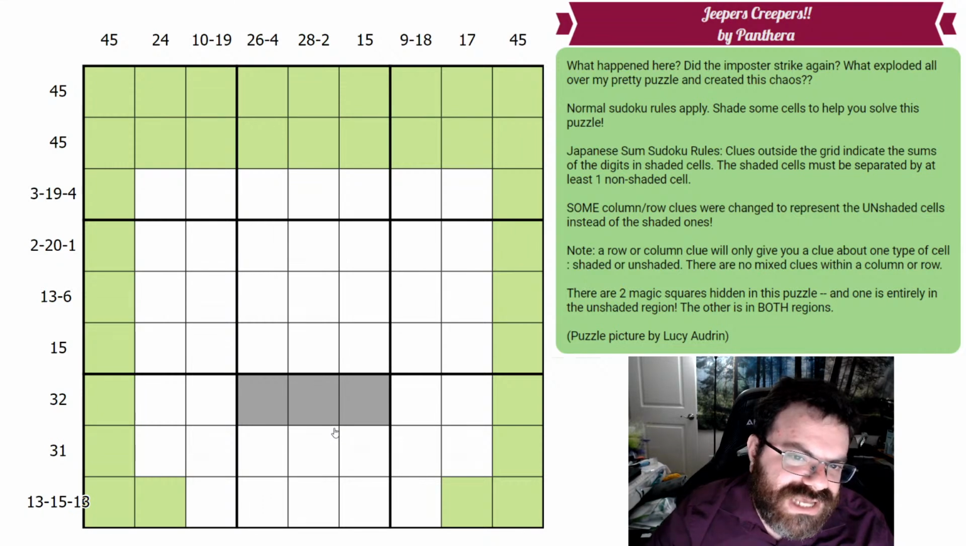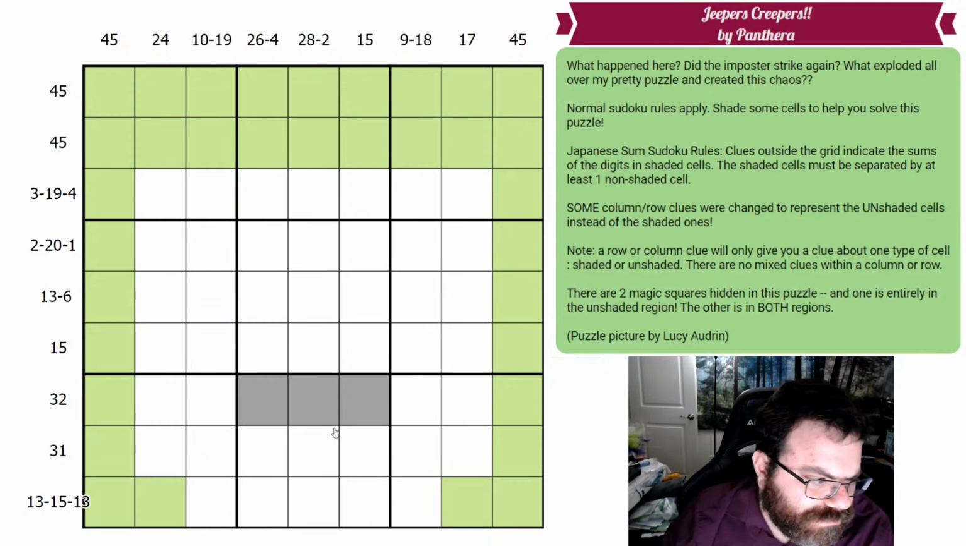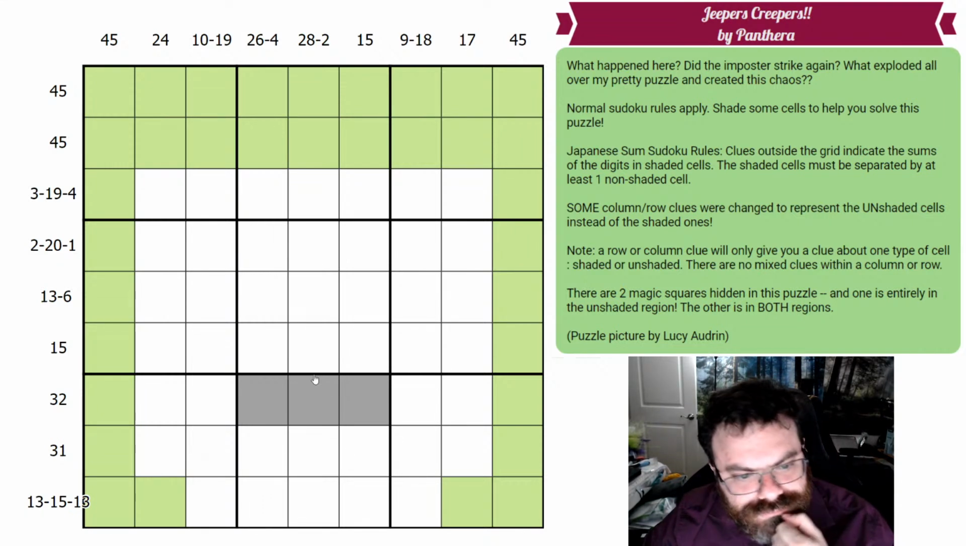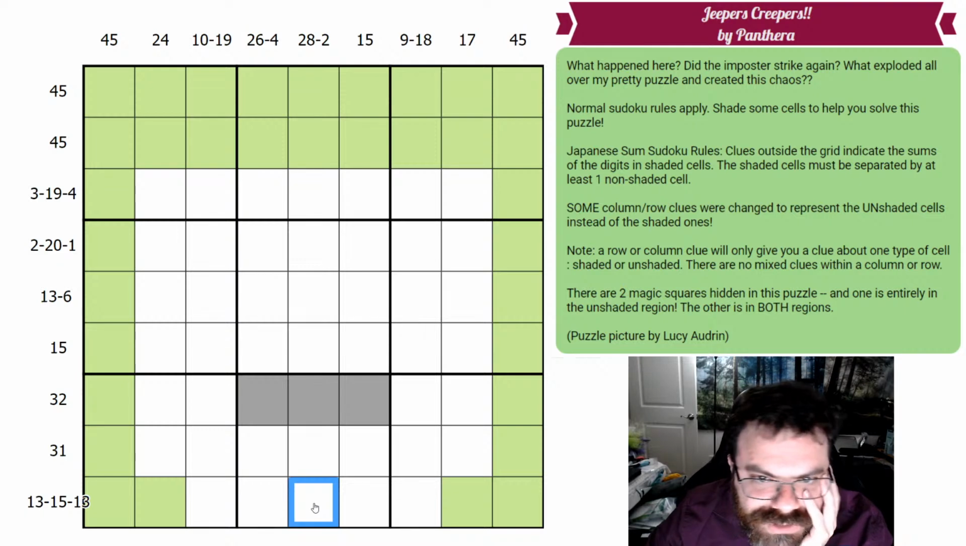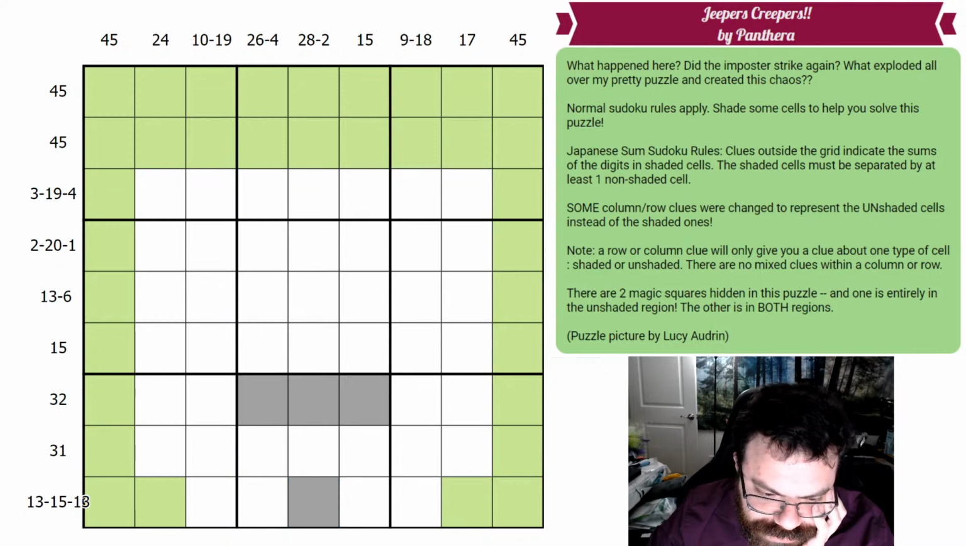I think Simon called it a nonogram. This must be green, maybe. Okay, if this were shaded, how would we do it? No, there's no way. Yeah, this is green.